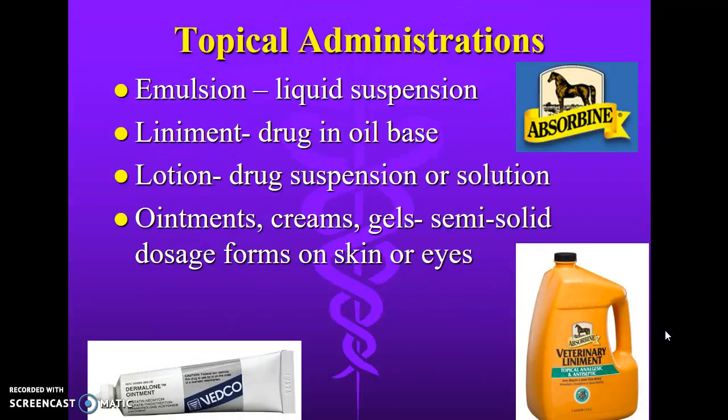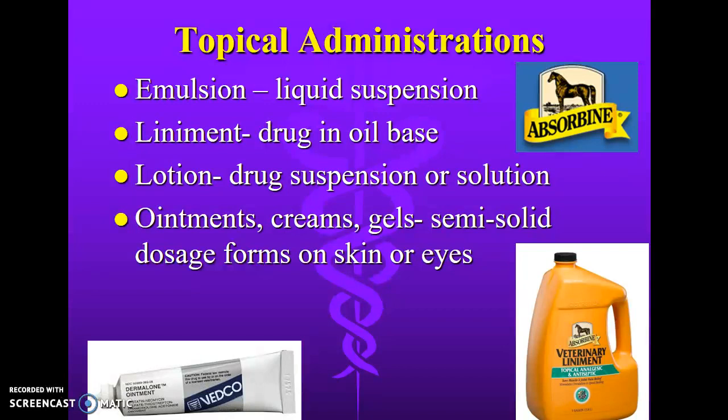An emulsion, so we're going to get into topically administered drugs. An emulsion is a liquid suspension. This one you don't tend to have to shake up because there are little droplets of one type of liquid that are hanging out in the other type of liquid. A liniment has an oil base.